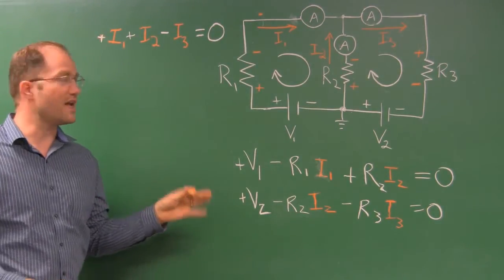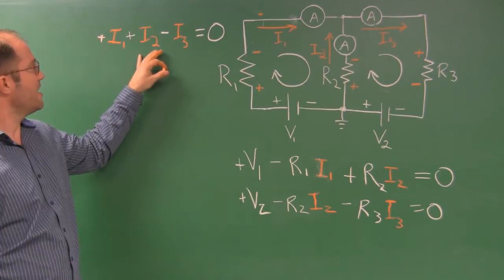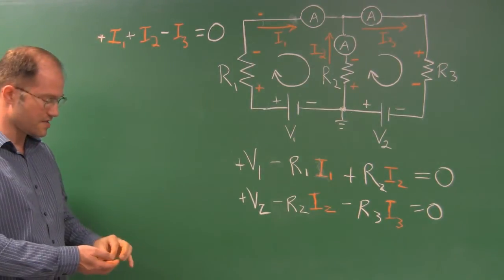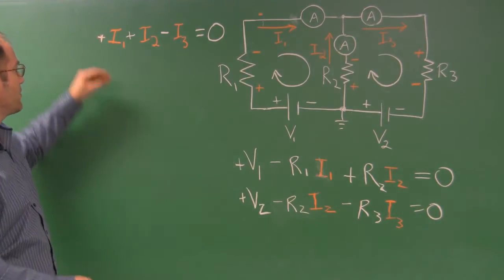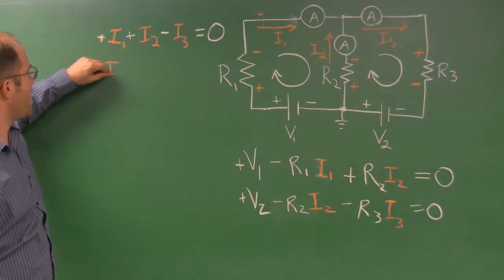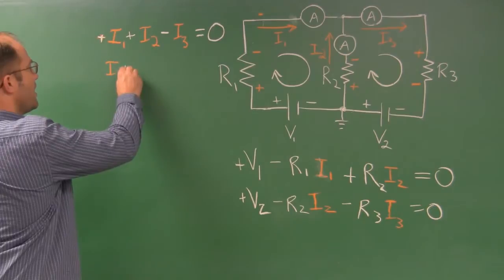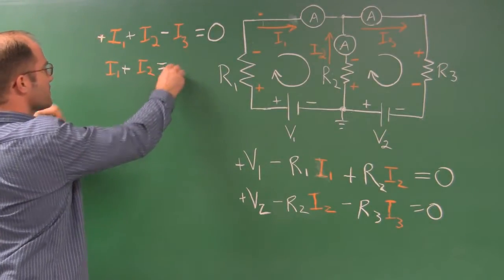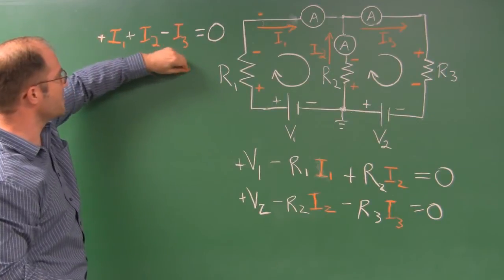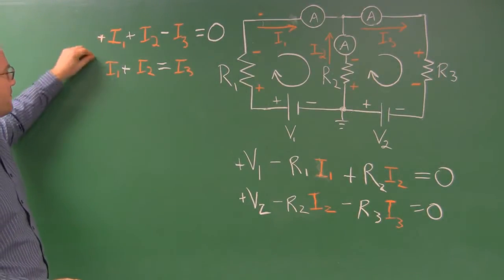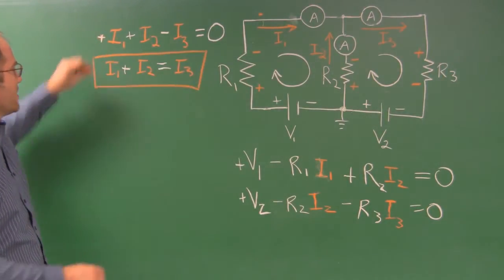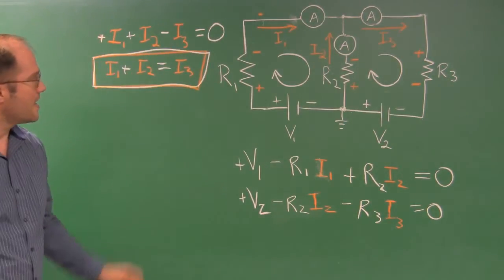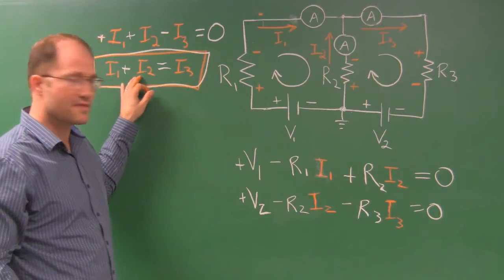And now with that said, I can look here and I can state one of my currents in terms of the other two. Let's do it for current 3 since it's the one leaving the junction. And so let me rewrite this. I1 plus I2 equals I3. So let me square off that equation. Now with this, I can make my substitution.